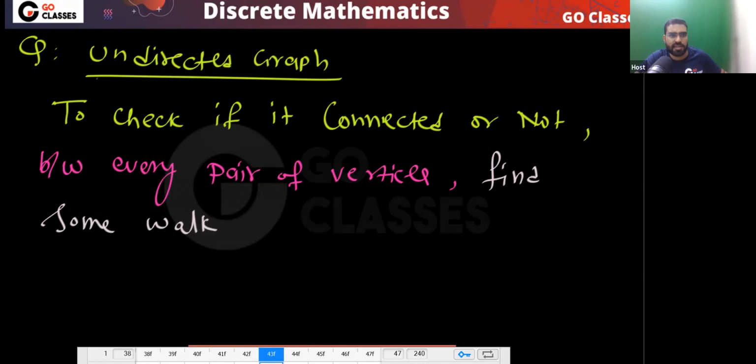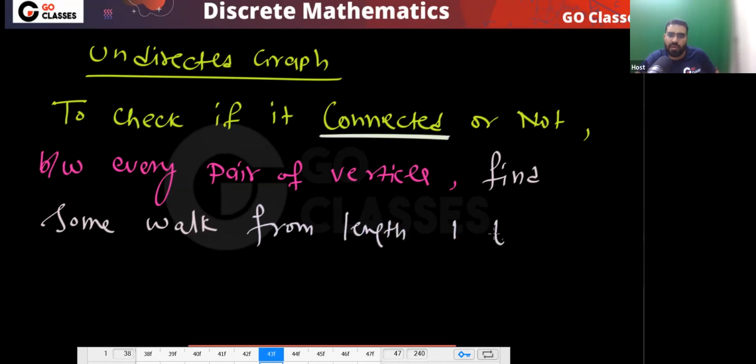I'm discussing undirected graphs. If you want to check whether a graph is connected or not, what you can do is find some walk between every two vertices. Now, in the worst case, what is the length of the walk I will search for? From length 1 to, in the worst case, n minus 1.